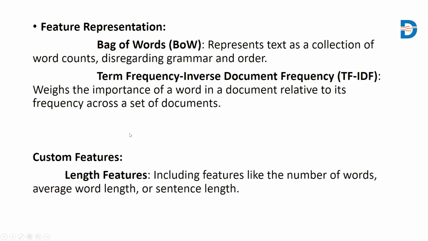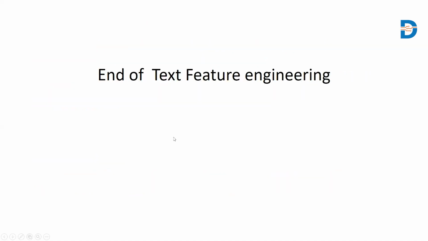The next technique is custom features. What is this custom feature? For example, length features. It includes features like the number of words, average word length, or sentence length. They will take the average word length, the number of words in the complete statement, and the entire sentence length. Based on this, they will do the text feature engineering. This is one more technique that is used. So these are the techniques commonly used in text feature engineering. This is the end of text feature engineering. Thank you.